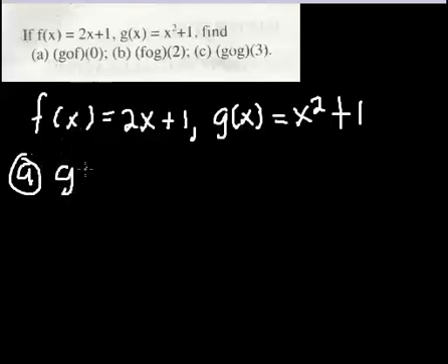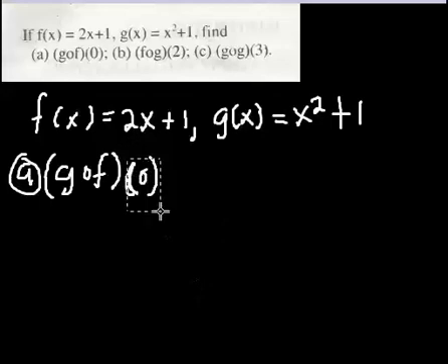So g of f, then of 0, or of x, because now I need to find that particular expression. This is what is known as a composite function. Why is it called a composite function? It's a function of a function that combines g of x and f of x into one function.